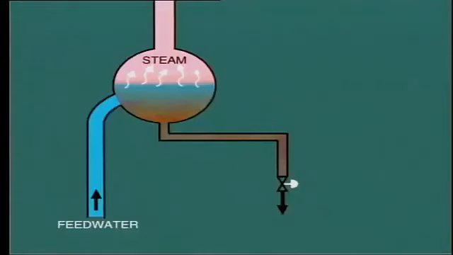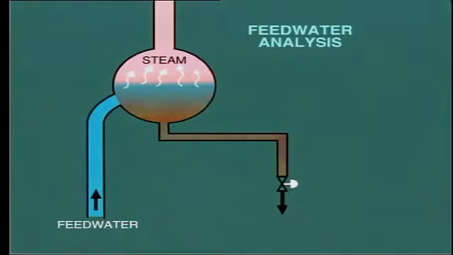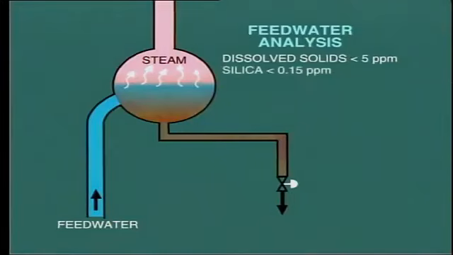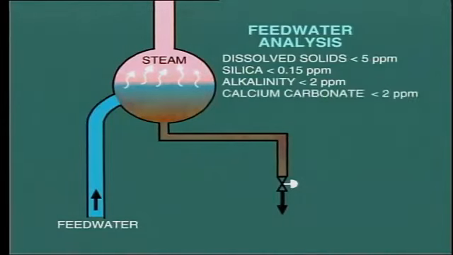The actual limits established for boiler feed water contaminants depend upon the particular boiler operating pressure and temperature and operating regime. However, we would typically expect to find the following analysis of boiler feed water and makeup. These concentrations are given in parts per million, ppm. Total dissolved solids are less than 5 ppm. Silica is below 0.15 ppm. Alkalinity is 2 ppm or less. Hardness, as calcium carbonate, is at 2 ppm or less.